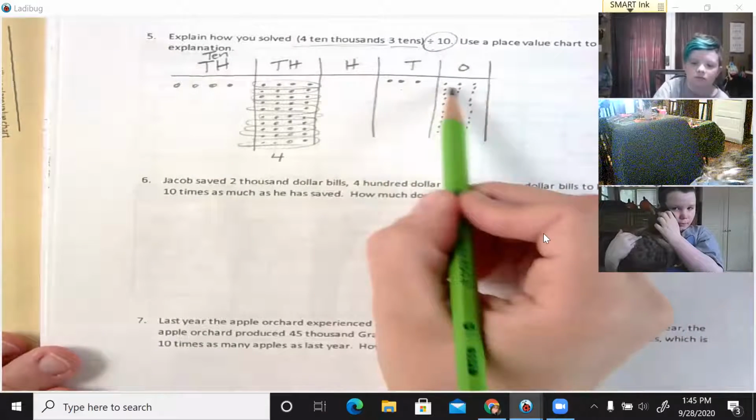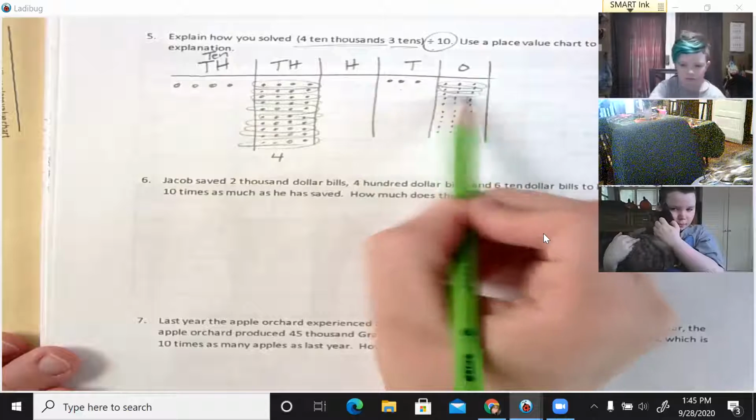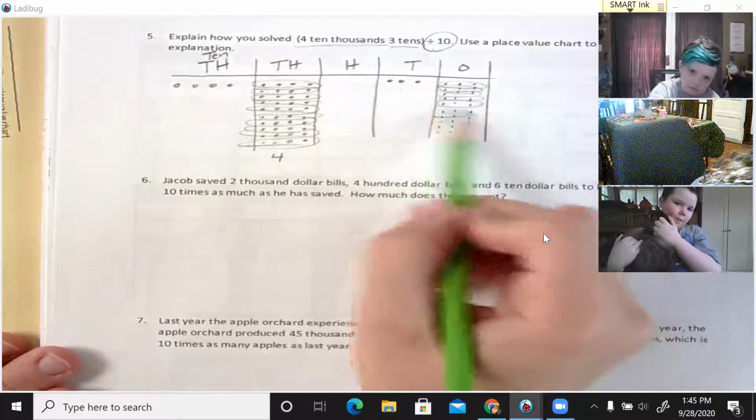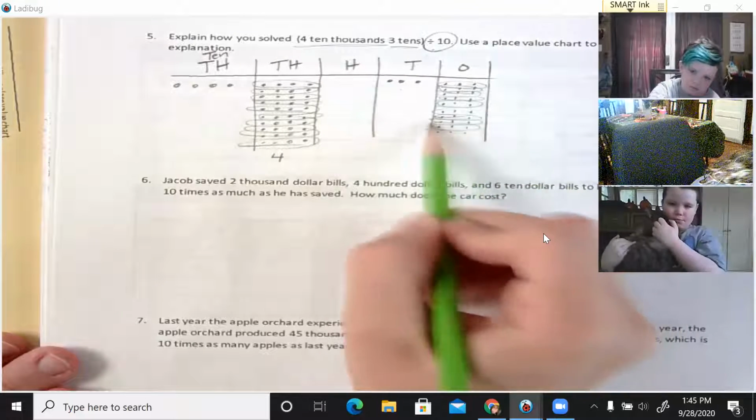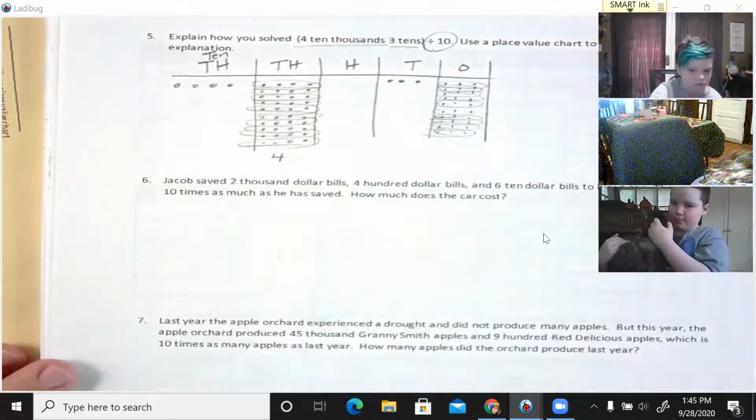Now I'm going to make my 10 equal groups. How many do I have?